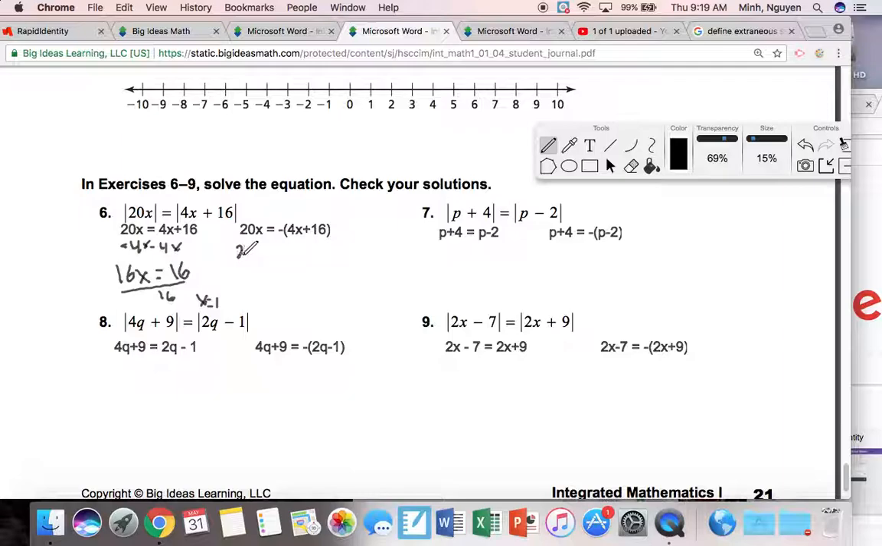Here we're going to have 20x, and before we can do anything, we've got to distribute this negative. So I have negative 4x minus 16. We're going to add 4x, so we get 24x equals negative 16.